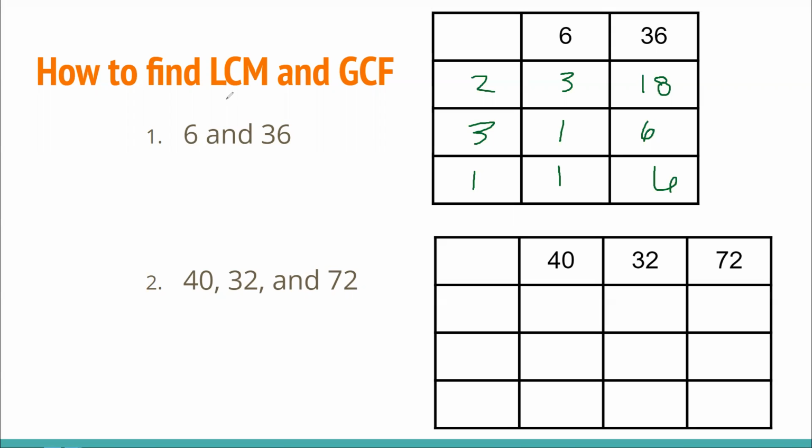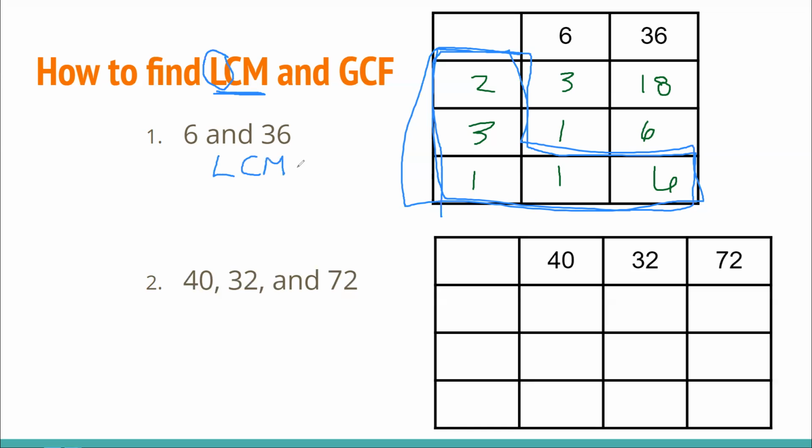Now that the table's filled out, we can find the LCM and the GCF. When I'm thinking about LCM, I'm thinking about least. Least starts with an L. So I'm looking at the L in my table. So I'm looking at all those numbers in this section that's inside that L. And all you're doing is multiplying those numbers. So 2 times 3 gives me a 6, times 1 is 6, times 1 is 6, and then 6 times 6 is going to give me a 36. So I know the LCM of this is 36.